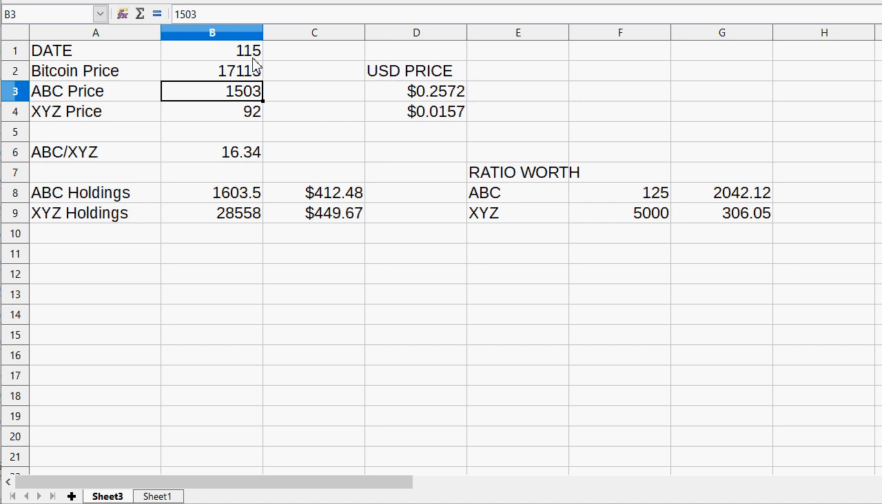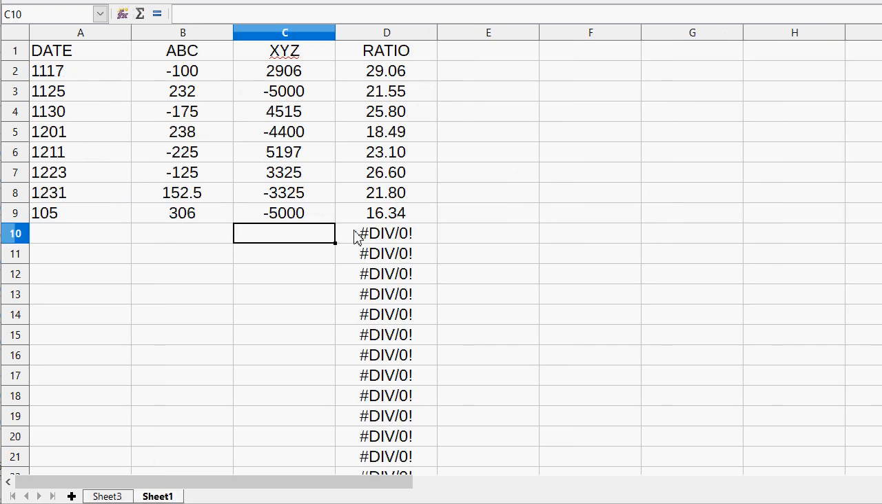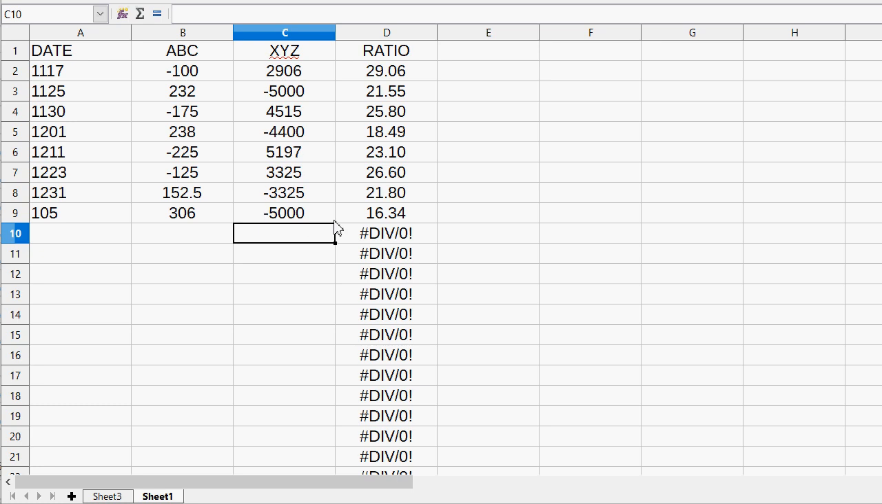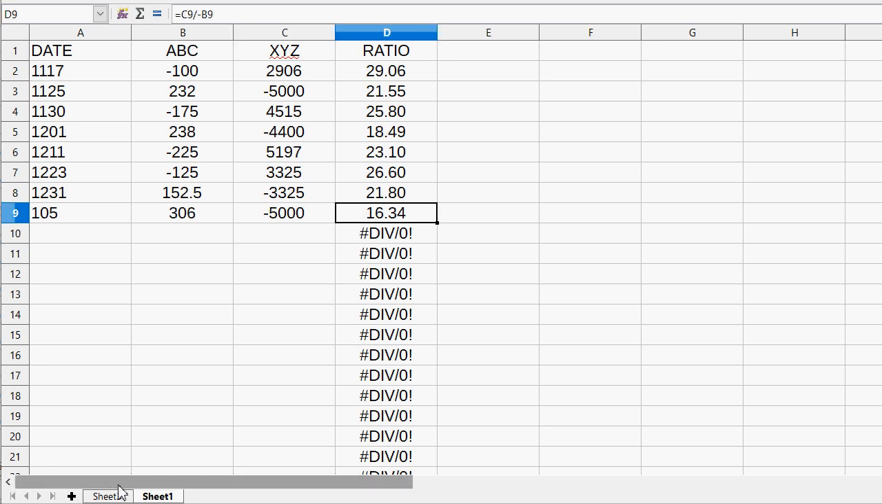So now we have 1,500. Let's just assume that this one has a better move of ABC, 2156. And this one is at 118. So 1827. Let's even do better than that. Let's do 111. And even this will make higher, 2355. So the ratio is 21. It was at 16. Like, oh, this is a great play.